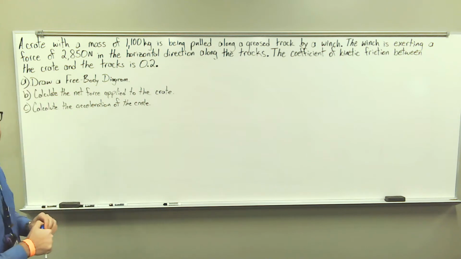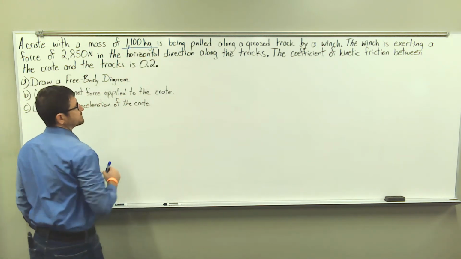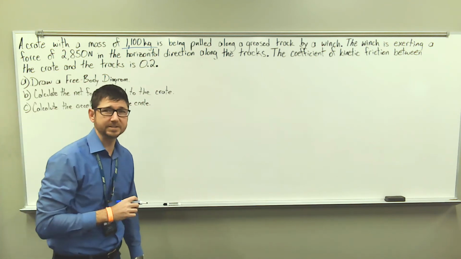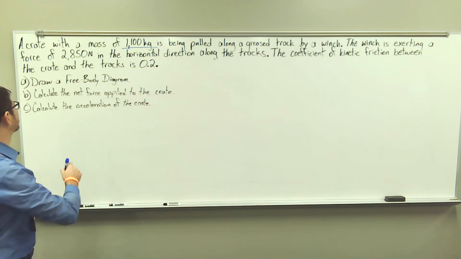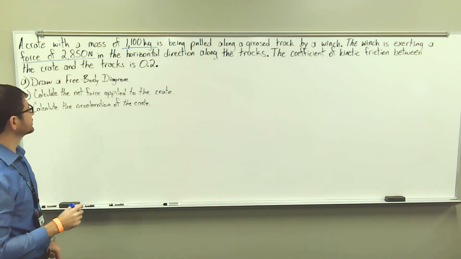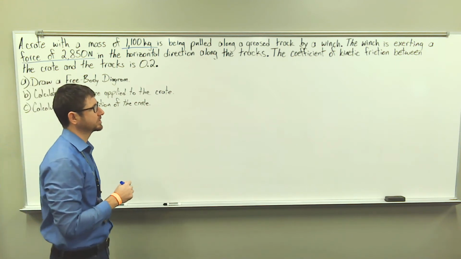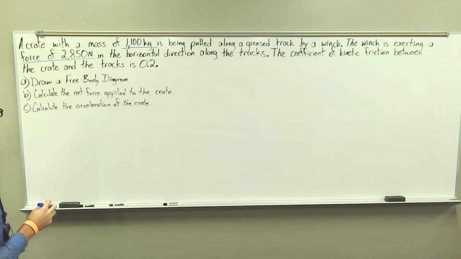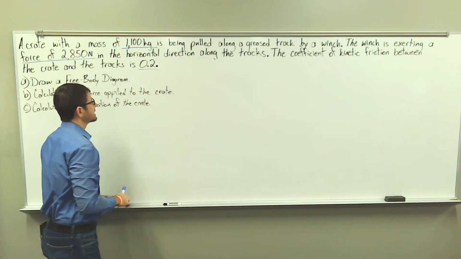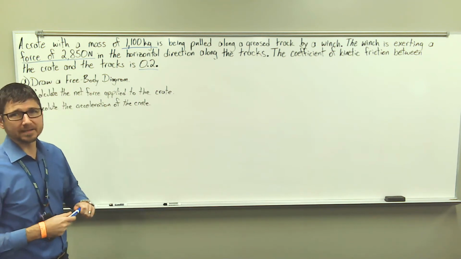A crate with a mass of 1,100 kilograms is being pulled along a greased track by a winch. The winch is exerting a force of 2,850 newtons in the horizontal direction along the tracks. The coefficient of kinetic friction between the crate and the tracks is 0.2. Now, on part A it says draw a free body diagram.